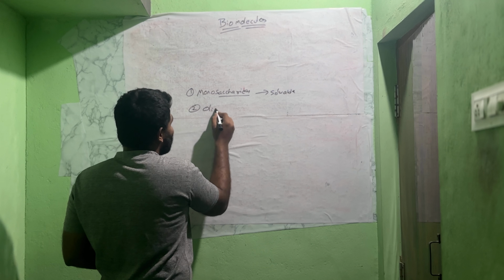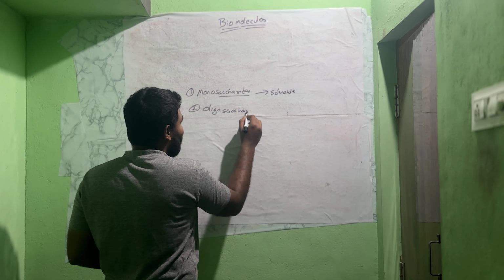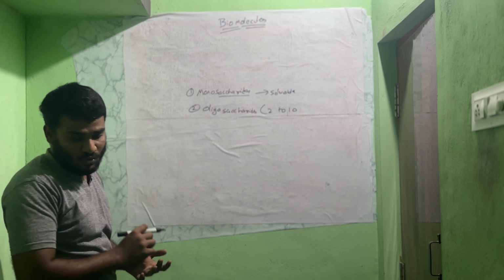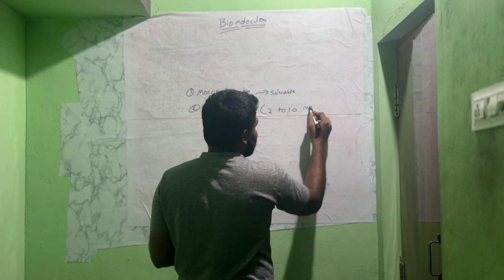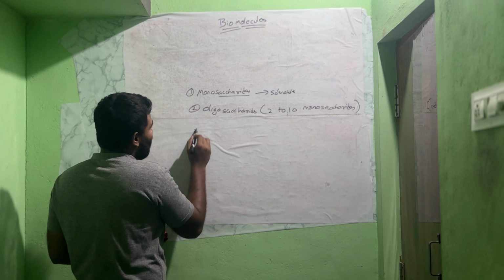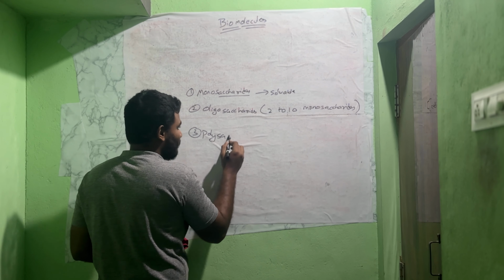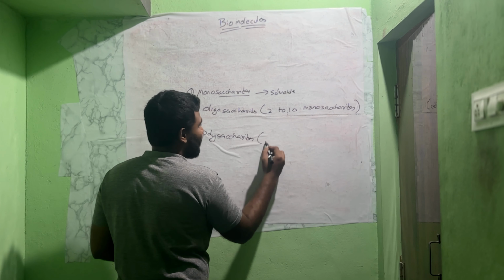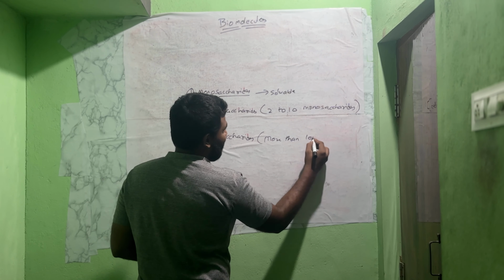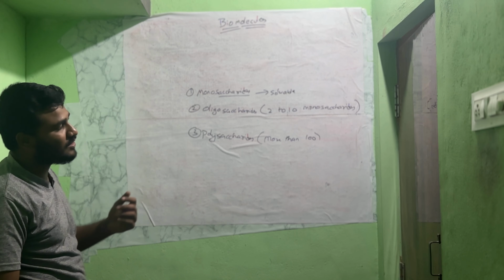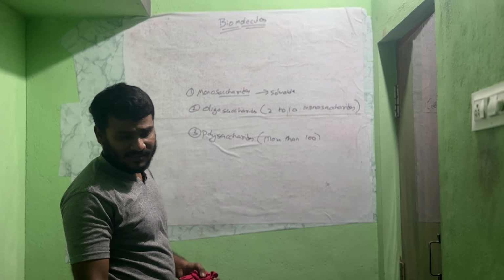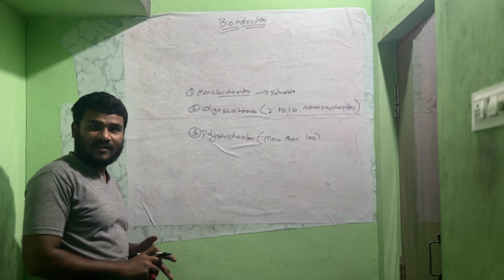Second, oligosaccharides. Here 2 to 10 monosaccharides are produced on hydrolysis. Okay, 2 to 10 monosaccharides. Third one is polysaccharides. As the name indicates, that is more than 100 here. Okay, in polysaccharides we will see more than 100. This is based upon their hydrolysis. So today we will complete our session here.